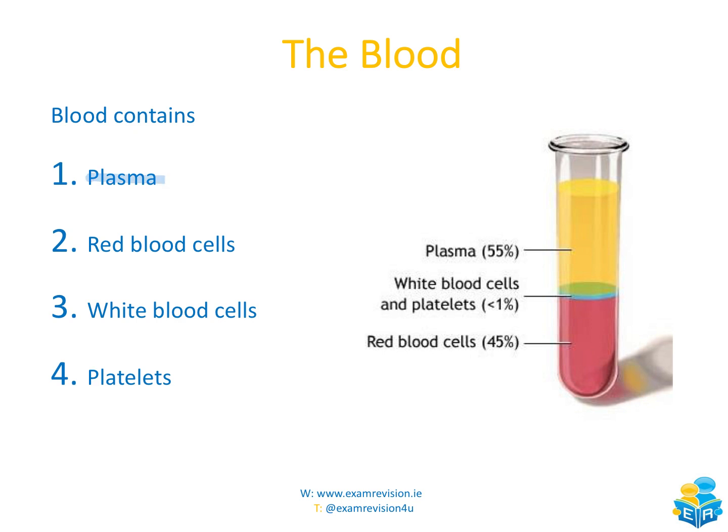So, when we talk about the blood, we can see that it consists of four different parts. We have our plasma, we have our red blood cells, we have our white blood cells, and we have our platelets. And each one of those has a unique function in relation to the circulatory system.